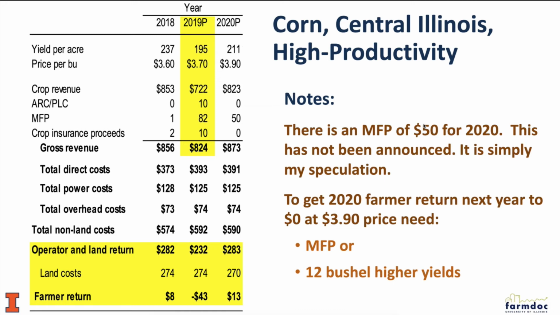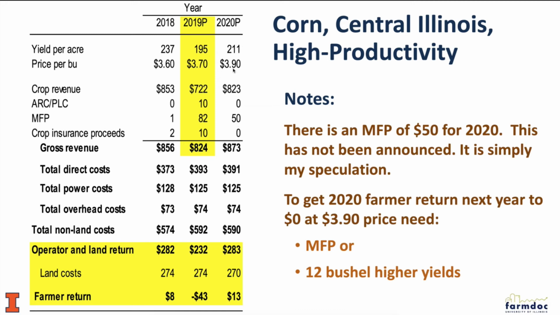Yeah, that $82 for 2019 assumes that you get everything that is occurring this year. Even with those, for 2019, you'll see that farmer return is minus $43. That number is way at the bottom here, minus 43. This is after paying an average cash rent of $274. Next year, we're projecting a $13 return for corn based on a $50 MFP payment thrown in there.